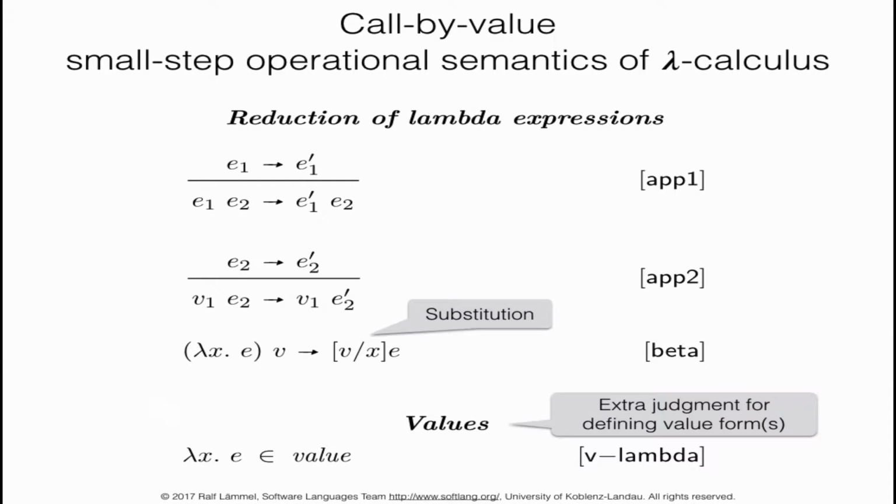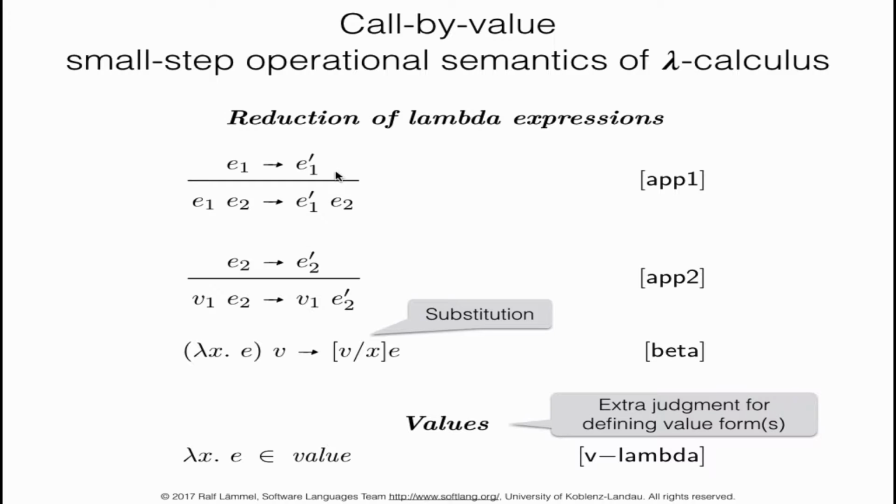So here's the semantics of the lambda calculus. One can define the semantics in different ways. We focus on what's called the call by value semantics, which means that argument expressions of function applications are reduced before these arguments are passed into the functions. Also, we use small step operational semantics style in this definition here. The semantics is pretty straightforward.